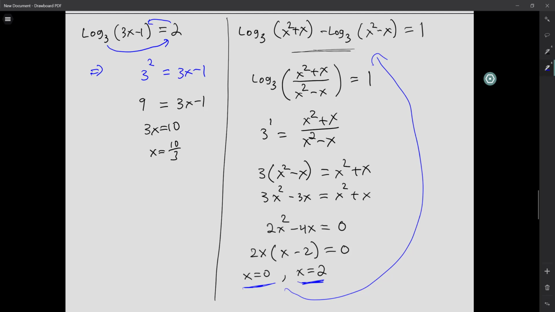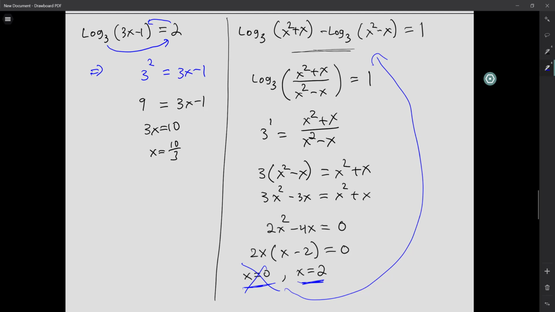Well, if I plug in x equal to 2, I'll get log base 3 of 6 minus log base 3 of 4 minus 2, which is 2. Those are both legal numbers. There's nothing wrong with those. But if I try to plug in x equals 0, then I'll have log of 0. And since 0 is not in the domain of a logarithm, log of 0 does not exist, doesn't matter what base you are, I can't include this answer at all.